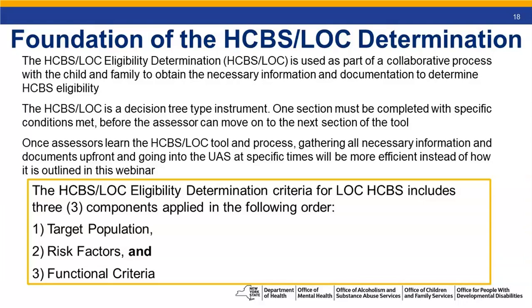So this is after you've done that review of the current services that they're involved in. You've talked to the providers. You've talked to the child and the family. You've talked about their needs and how HCBS may be beneficial to them. And everyone's kind of on the same page saying, yeah, we think HCBS would be appropriate. Then you would start to pursue HCBS eligibility determination. And as we mentioned previously, this determination in the UAS system is a decision tree type instrument, meaning one section must be completed with specific conditions met before the assessor can move on to the next section of the tool.